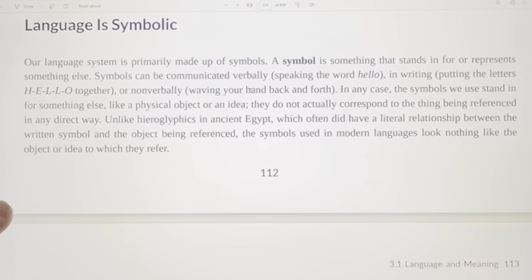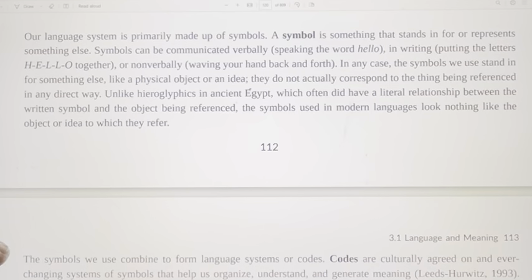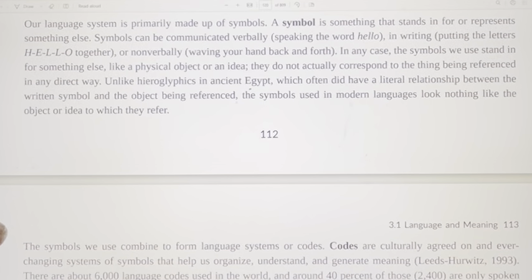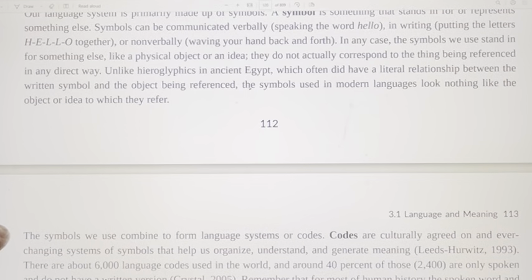Our language system is primarily made up of symbols. A symbol is something that stands in for or represents something else. Symbols can be communicated verbally by speaking the word hello, in writing, putting the letters HELLO together, or nonverbally, waving your hand back and forth.